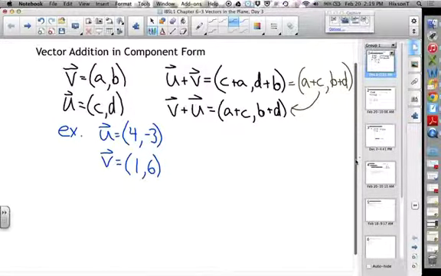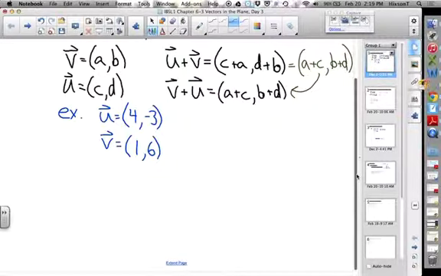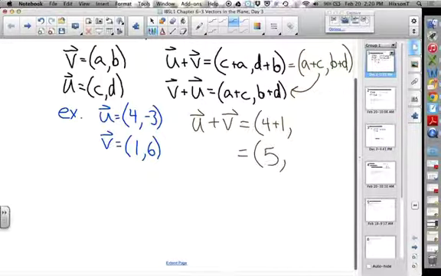All right, so that's a little bit of number theory for you. But let's get into actually using this. If I wanted to do u plus v, what would I do? 4 plus 1. Okay, I'll be consistent. I use parentheses over there. So I would do 4 plus 1, and that's going to give me 5 as my horizontal component. And then what do I do? Negative 3 plus 6. So that gives me my vertical component of 3. So that's the vector 5, 3.